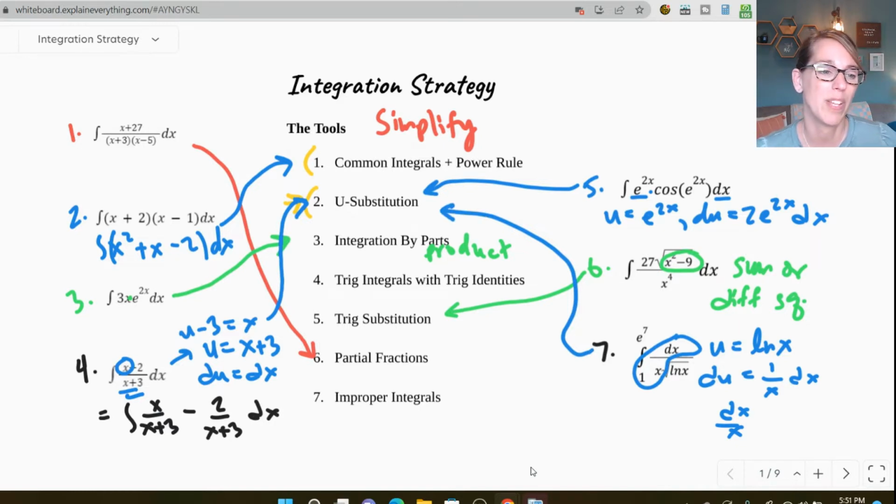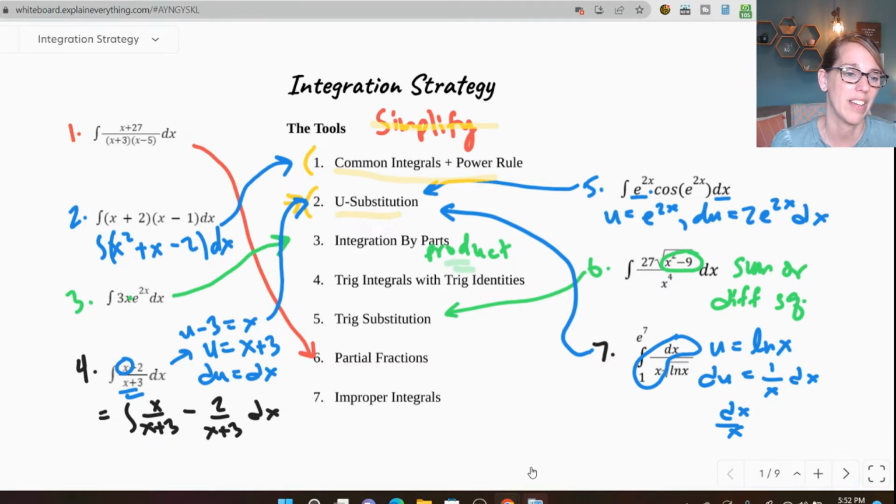So as I'm working through my strategy, let me go ahead and grab a highlighter here. As I'm working through my strategy, I am simplifying as I go through. I'm looking for, of course, common integrals and the power rule. That was all I needed for number 2. And my first attempt, unless it's something obvious, is to do a u substitution. I don't want to have to do a trig sub or an integration by parts unless I absolutely have to. Then I start looking for clues for 3 through 7. Integration by parts, I really am looking at a product for that integration by parts.